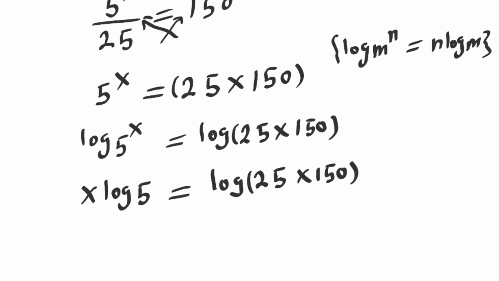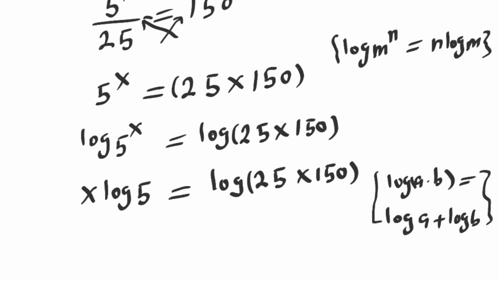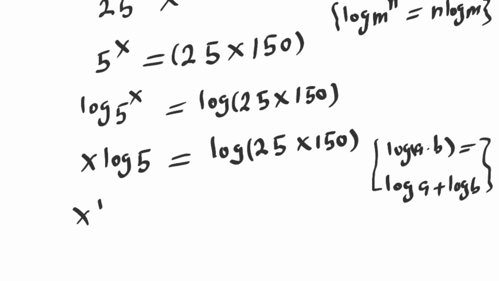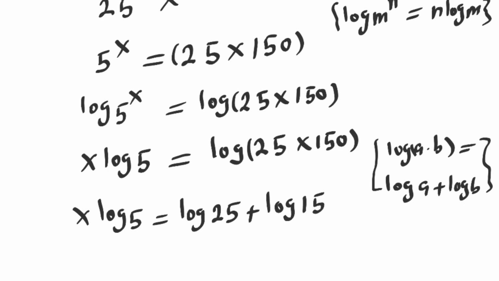If you have log a multiplied by b, this is equal to log a plus log b. x log 5 is equal to log 25 plus log 150.